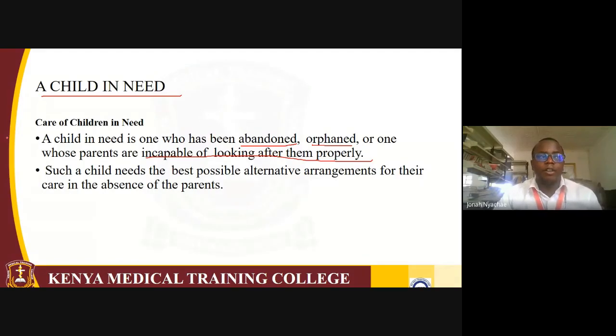You could have been abandoned, could have been orphaned, or your parents simply were incapable of looking after you properly. That is in terms of provision of basic needs: food, adequate shelter and clothing. So you find such a child who has been abandoned or orphaned needs the best possible alternative arrangements for their care in the absence of their parents.